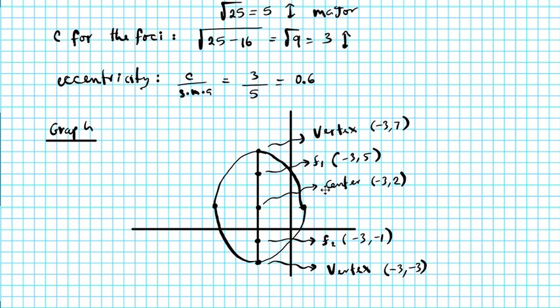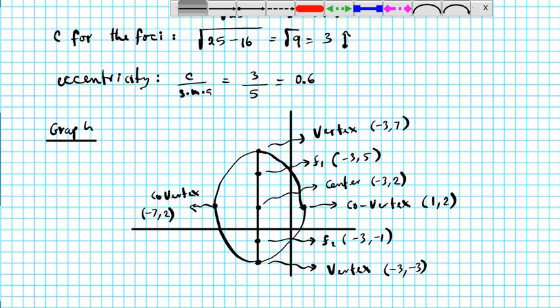Now let's label our co-vertices. This point right here is your co-vertex. We're going 4 units to the right, 1, 2, 3, 4, from the center. This is your other co-vertex, 4 units to the left from the center, so that's -7, 2, because you just subtract 4 from the center's x-coordinate. So there you have it.